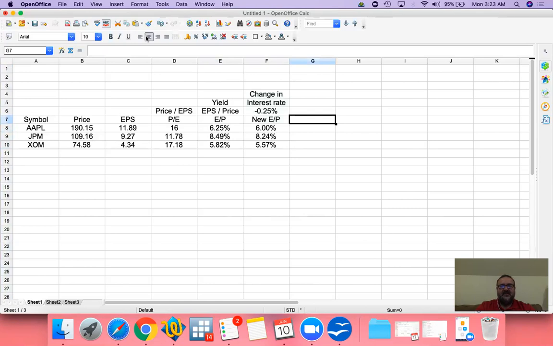Now, based on the new earnings per share to price, what will be the new price, right? So new expected price.